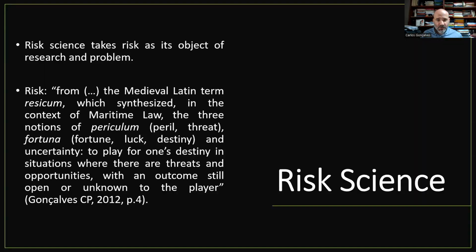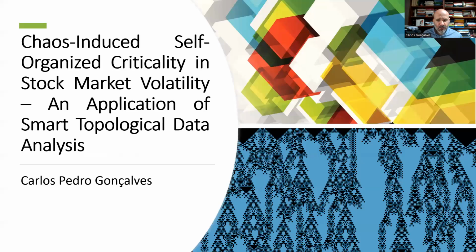So this wraps up our webinar in terms of this phenomenon of chaos-induced self-organized criticality, observed in this case in stock market volatility, and showing how smart topological data analysis can be a powerful technique combining artificial intelligence and topological data analysis when applied to chaotic time series analysis and to complex systems dynamics.